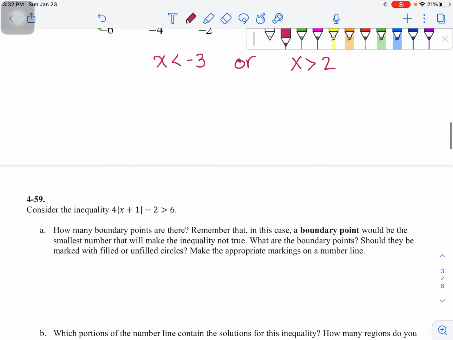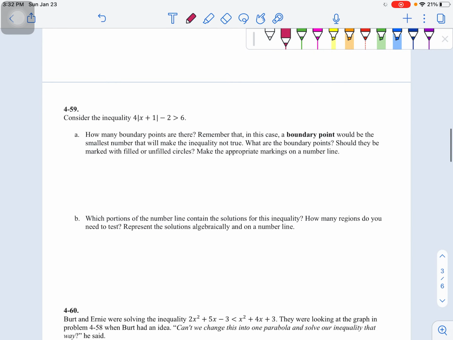Okay, let's go on to 459. A little different problem. We've got an absolute value problem. We're going to find what's called the boundary points, the solutions. We're going to pretend that this is an equation. Okay, and we've done these before. So I'm going to take my inequality and just forget about it for a while, put an equal sign there, and start solving this.